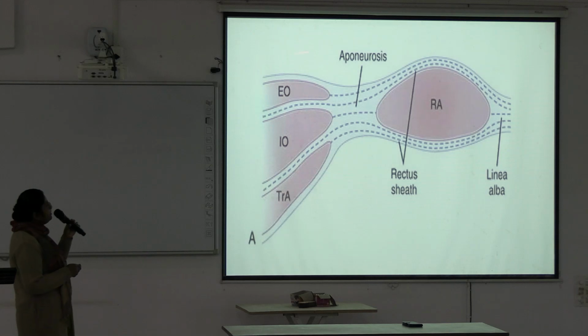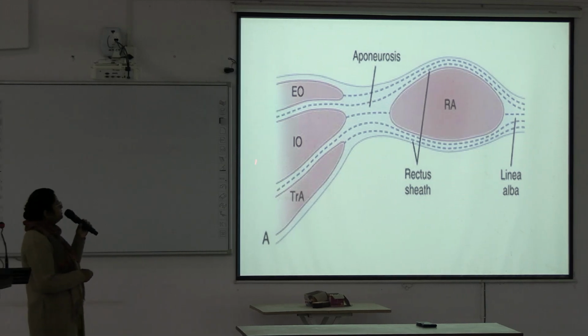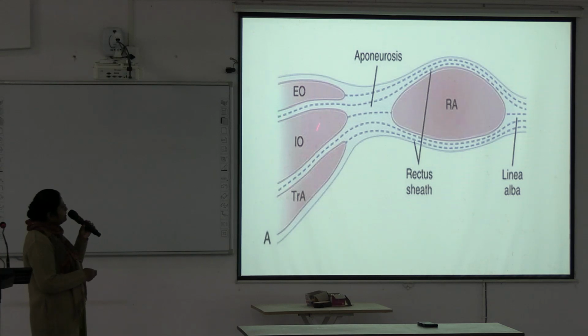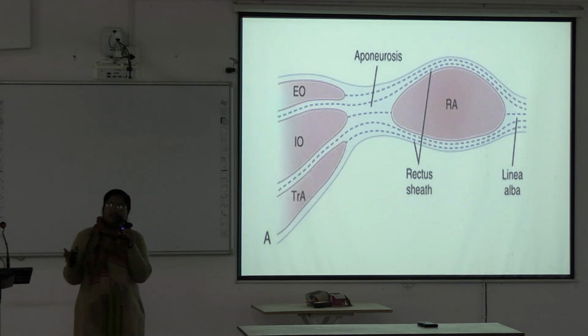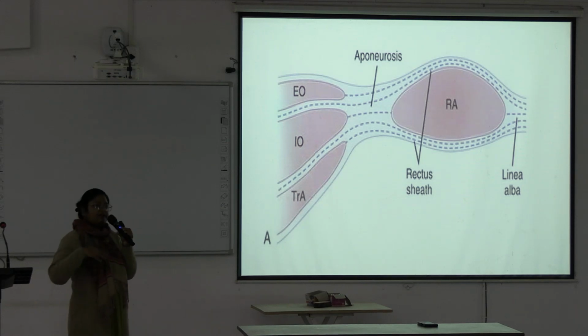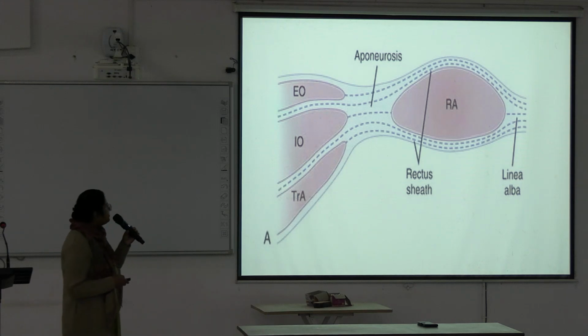Okay, external oblique converted into aponeurosis forming the anterior wall. Here, internal oblique divides into two aponeuroses, anterior and posterior lamina. Anterior is going anterior to rectus abdominis, posterior is going posterior to rectus abdominis, and transversus abdominis lies posteriorly. Okay, and below the arcuate line, all the muscle layers are lying anterior to rectus abdominis, and above the costal margin, only external oblique is forming the anterior wall.